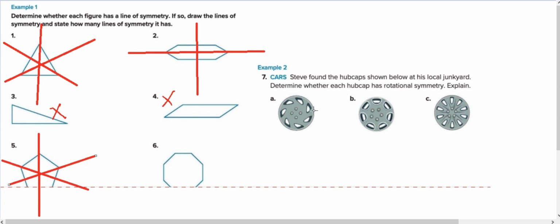Similarly, the last question is, state whether the hubcaps shown in the below figure have rotational symmetry or not. Yes, they have rotational symmetry because if you rotate a little bit, it will remain the same. Rotational symmetry means you rotate by less than 360 degrees and it remains the same. So all of them have rotational symmetry. So that's it. This is all about your multiple choice questions.